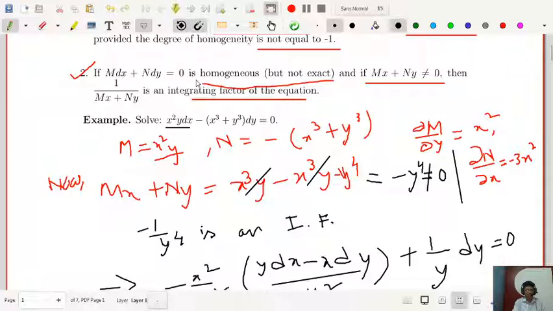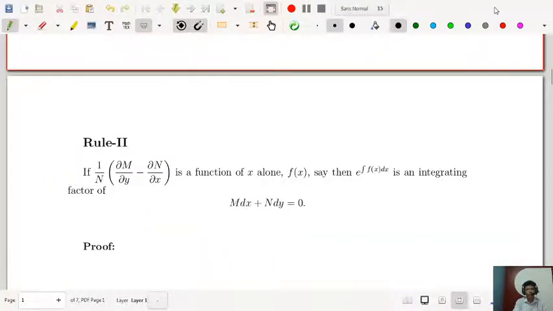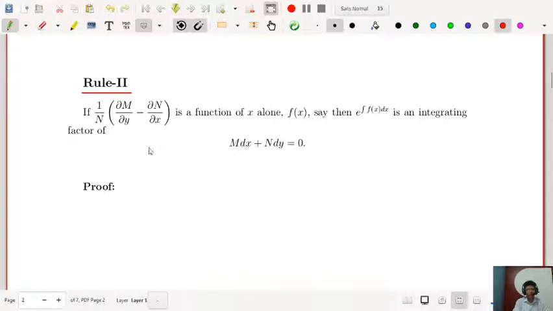Let's move to rule 2. Next rule is rule 2. If 1 by N (del M del y minus del N del x) is a function of x alone, f(x), then e to the power integration f(x) dx is an integrating factor of M dx plus N dy equal to 0. So you have an expression, this 1 by N, this is the testing.